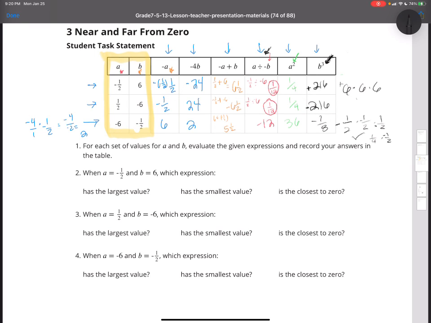Even though I'm going to be on the same question, I'm going to stop the video and give you guys a break to look over your table, and we're going to come back and answer questions 2, 3, and 4.